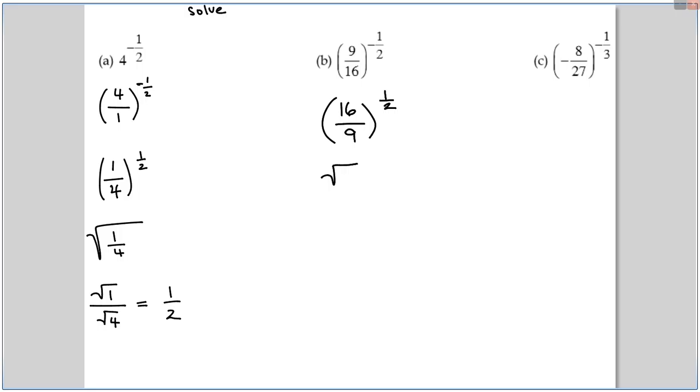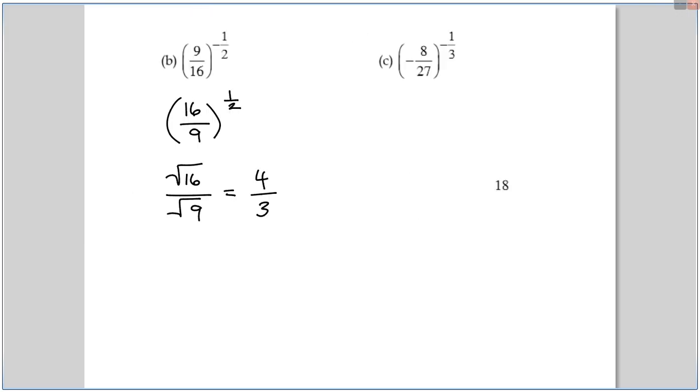So we square root 16, we square root 9, and we get 4/3. Okay. Now on to this last one. This 18 is going to mess me up. So, okay. I want to get rid of the negative. So 27 over 8. And now that negative 1/3 can be positive 1/3.